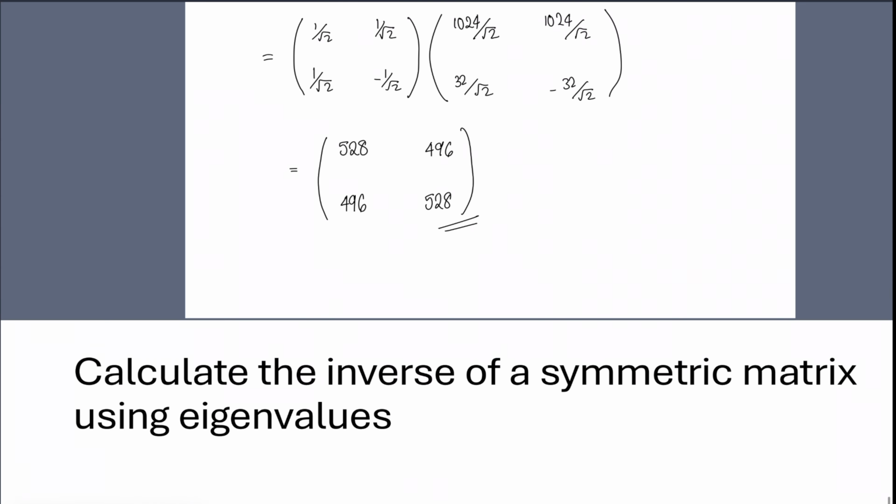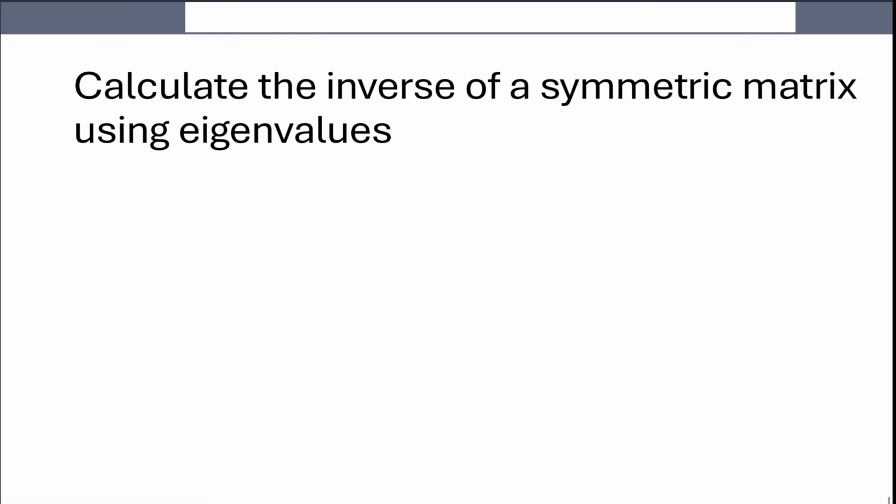Cool. If we now look at this last bit, which is calculating the inverse of a symmetric matrix using eigenvalues. If we start with our rule from before, we know that A can be written as Q capital lambda and then Q transpose, as we're now looking at symmetric matrices, where Q is the orthonormal matrix of eigenvectors and lambda is just the diagonal matrix of eigenvalues.